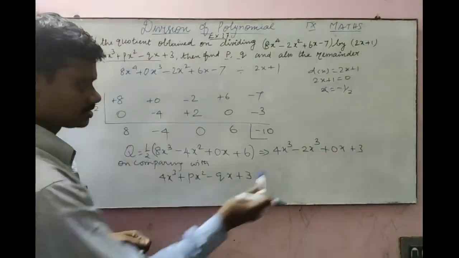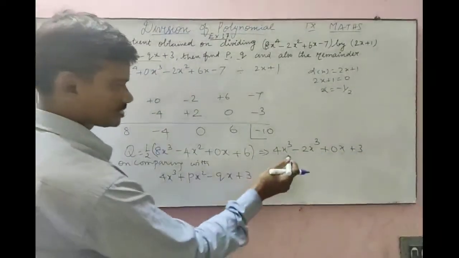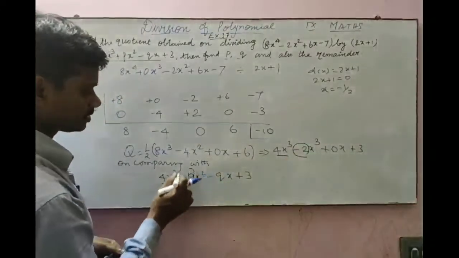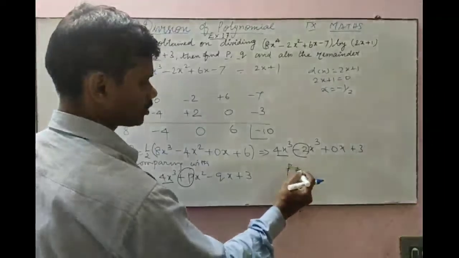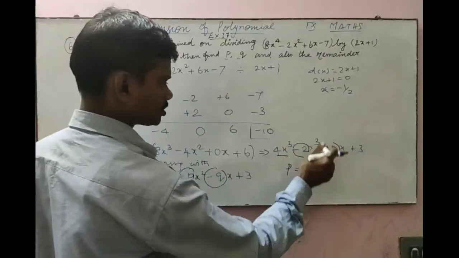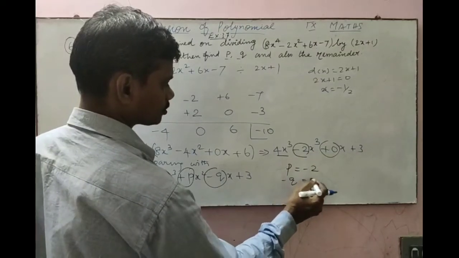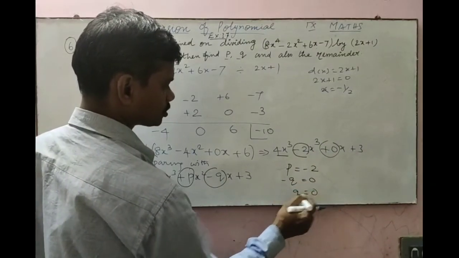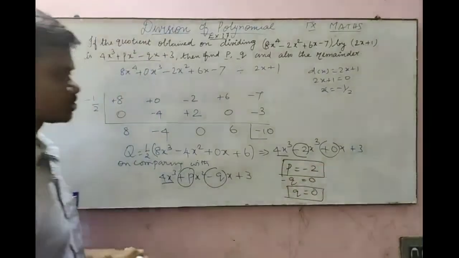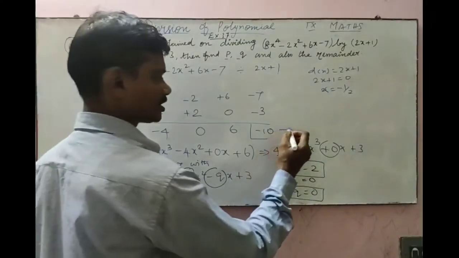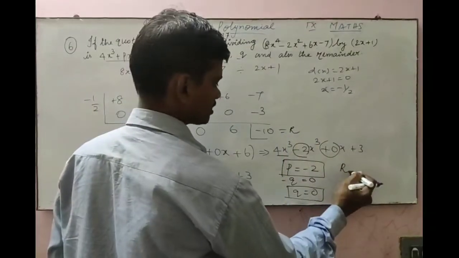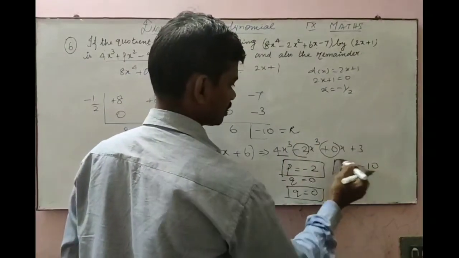Now compare this. First term is same as the first term. The second term, in the place of p, we have minus 2. So the value of p is minus 2. Here minus q equal to 0. Minus q equal to 0 means q is also 0. So the value of q is 0. The remainder, what is the remainder? The remainder is minus 10. So the remainder is minus 10.